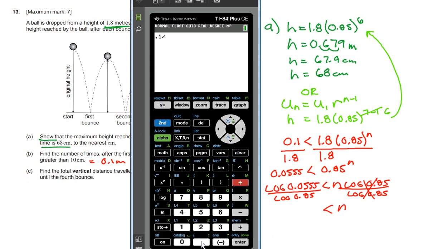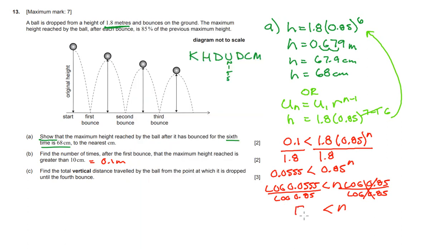0.1 divided by 1.8 is our 0.555. So we're going to do log of that answer equals, and then we're going to divide by log of 0.85, which, there we go, 17.78. So n has got to be greater than 17.78. You can't have 0.78 of a bounce. We want to know the exact bounce, so that means that n would have to be greater than 18.